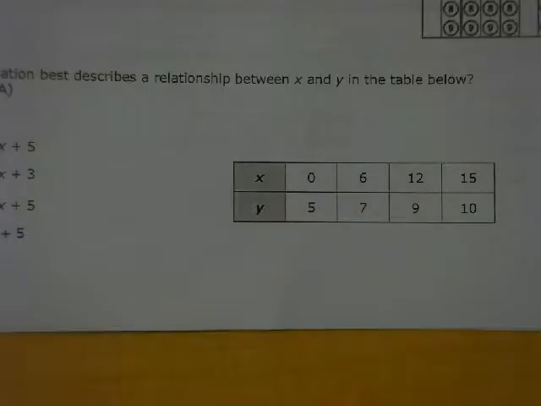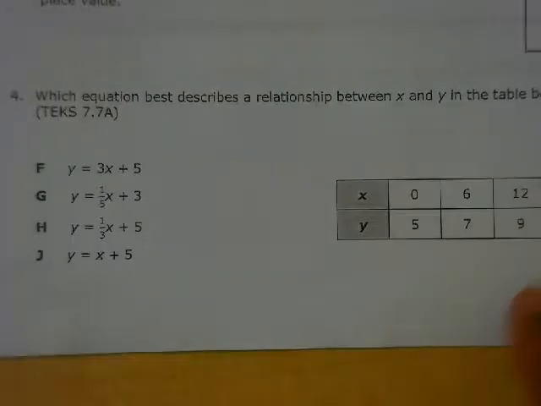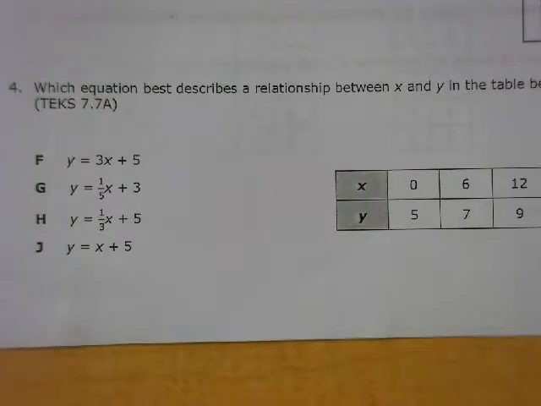number 4. It says, which equation best represents the x and y in the table below. Let me zoom in a little bit. First of all, the best thing to do in my opinion is to make the equation for this table, because then your answer is foolproof and you'll have the correct answer every time.